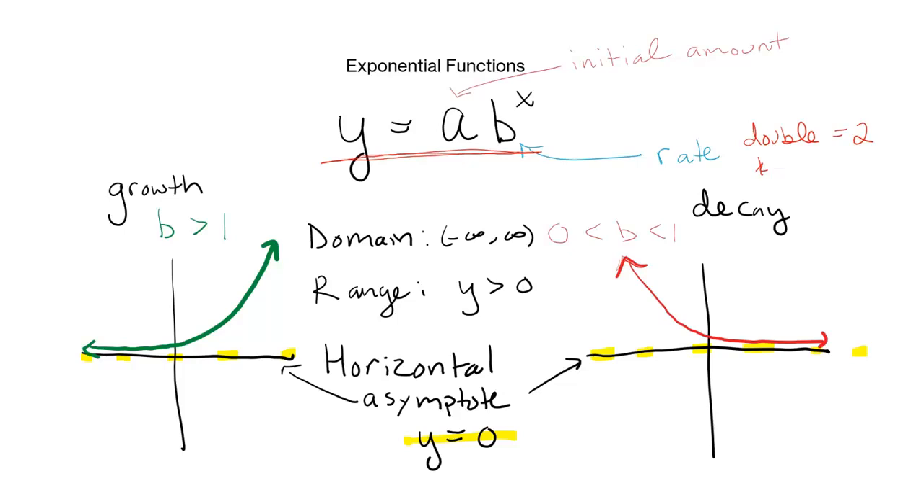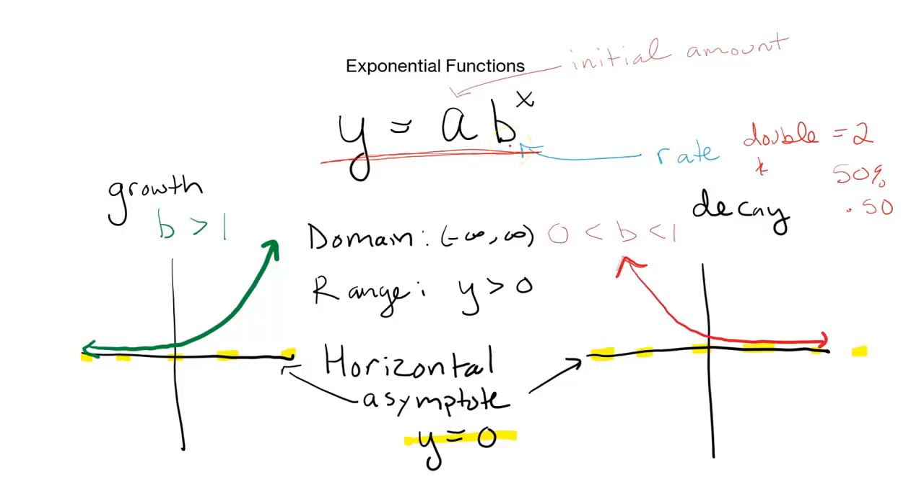Something doesn't have to grow, though, at a whole number rate. It can be a percentage. And so if you have a percentage, like 50%, it'll be written as a decimal, 0.50. So this is my initial amount. It's also going to affect my vertical stretch or shrink, so how close to the y-axis that function appears. Whether it's growth or decay depends on that b value, your rate.